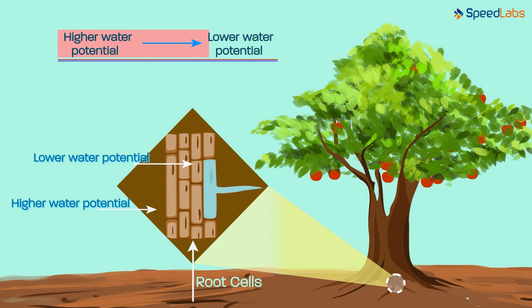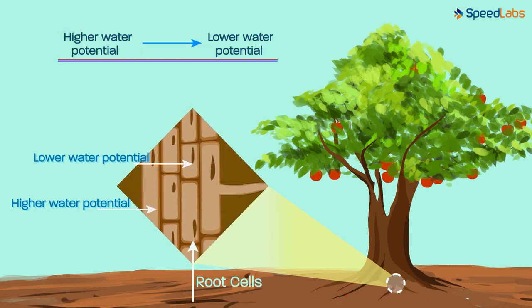So if we zoom in further, as we can see here, these cells have received water, so they have a higher water potential. But the adjacent cell does not have it. So the water potential is lower in them. As a result, water moves to the adjacent cell. And in the same way, it travels further up.